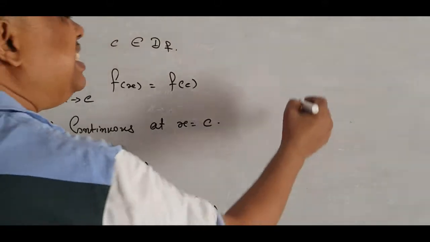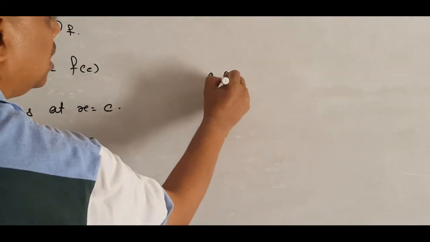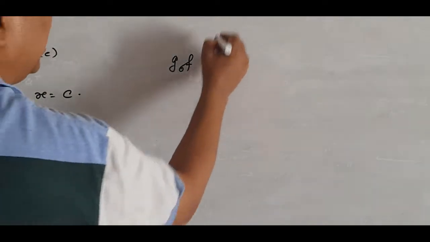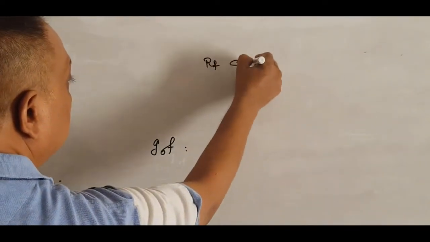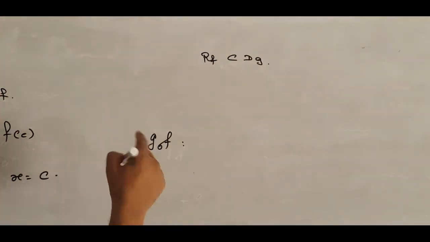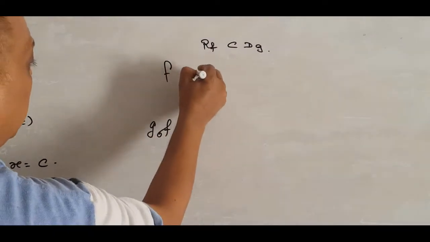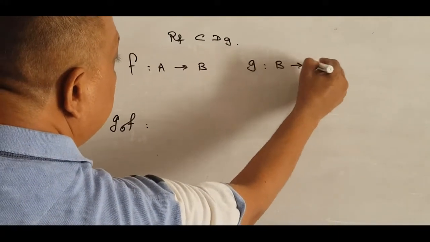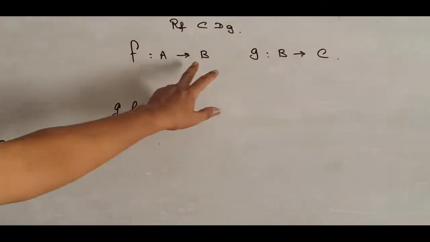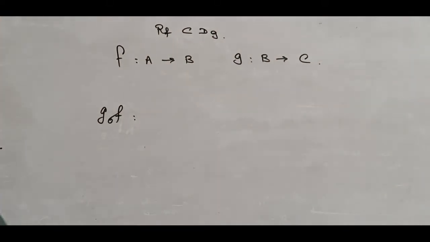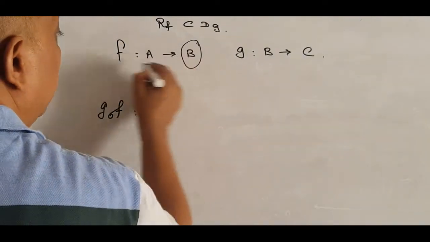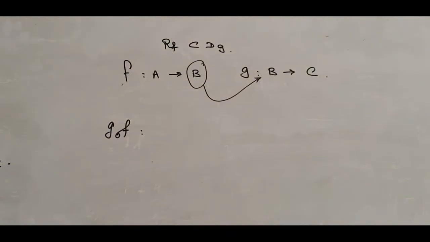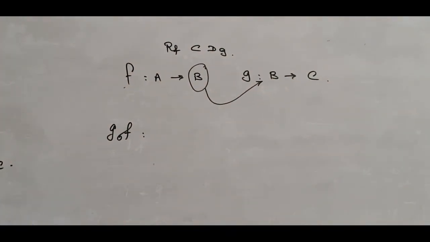When the GOF exists, say the range of f is a subset of the domain of g. Suppose f goes from A to B and g goes from B to C, for any function. I am taking similar elements so that the range of the function is a subset of the domain of g, so there will be no confusion.